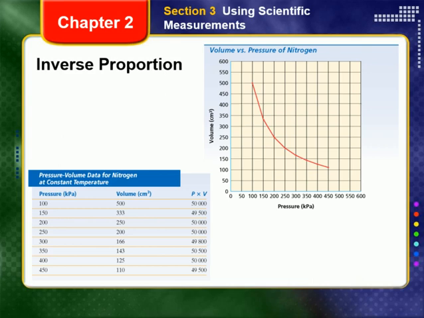A graph of variables that are inversely proportional produces a curve called a hyperbola. Such a graph is illustrated in Figure 2-12 on the screen here. When the temperature of a gas is kept constant, the volume, V, of the gas sample decreases as the pressure, P, increases. Look at the data shown in Table 2-8 on page 56 of your text or on the screen here. Note that pressure multiplied by volume gives a reasonably constant value. The graph of this data is shown in Figure 2-12.